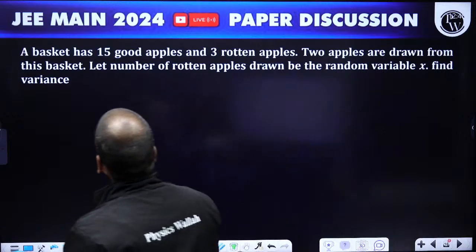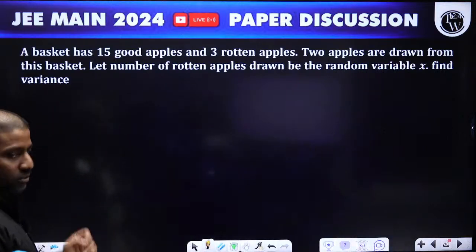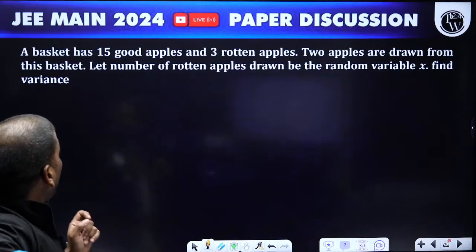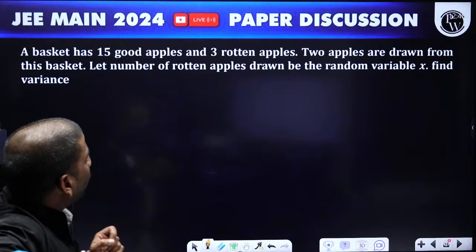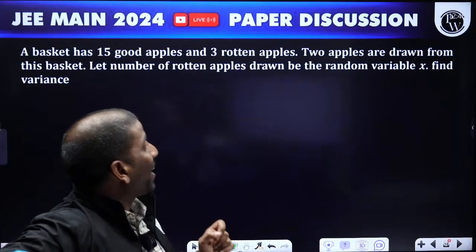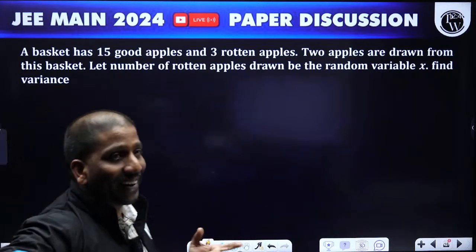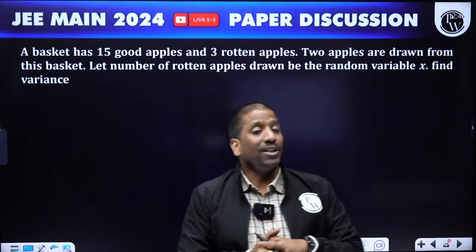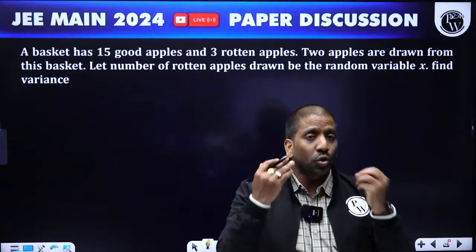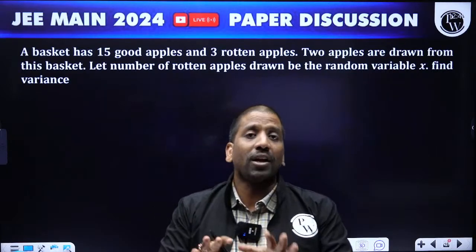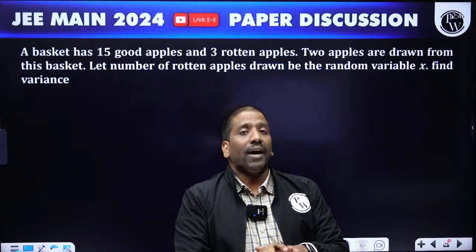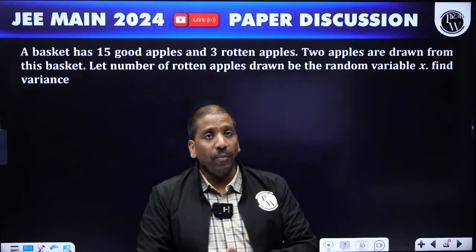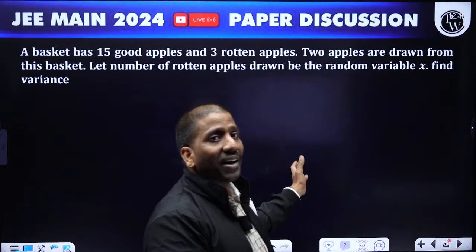Next, a basket has 15 good apples and 3 rotten apples. 2 apples are drawn from this basket. Let the number of rotten apples drawn be the random variable x. Find the variance. So it is a little bit a random variable probability distribution, because the binomial distribution used to get many questions, but this time binomial distribution is removed from the syllabus. So that's why we are getting a standard question from the probability. So now this session we got a random variable question.